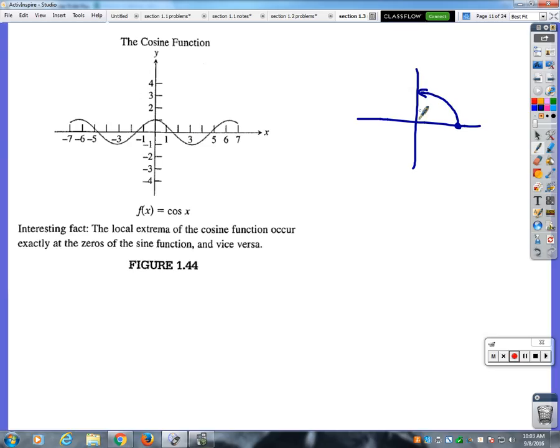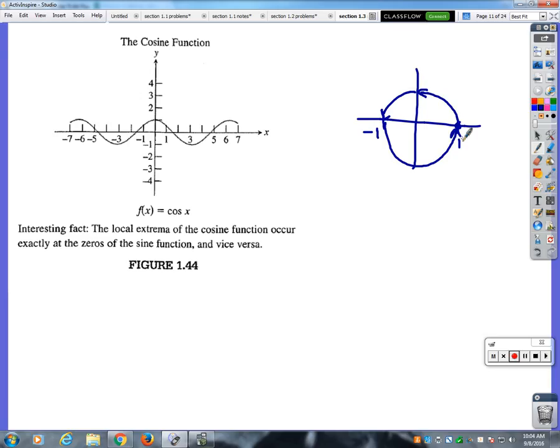Right here, the x coordinate of that is 0. And then if I keep going, then this will give me an x coordinate of -1. And then just like with the sine function, I go all the way around and then start again. The interesting fact about the cosine function is that the local extrema of the cosine function occur at the zeros of the sine function and vice versa. So they're sort of just translations of each other.